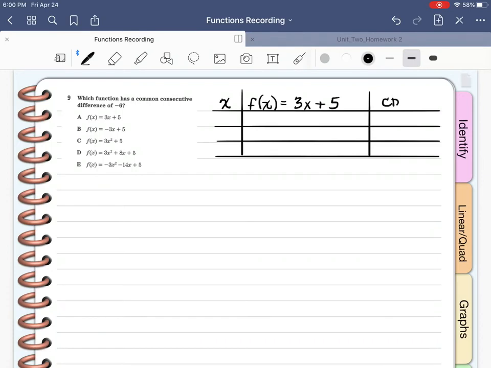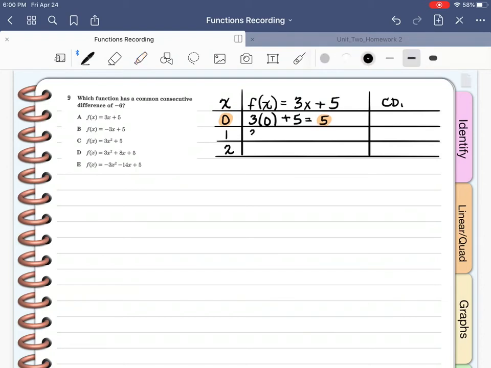And we know this is linear, so we're looking for a first consecutive difference. I'm going to use 0, 1, and 2 for all of these problems and these choices. So the first one is the y-intercept. 3 times 0, plus 5. So that comes out to be 5. That is the y-intercept. Here's the input and here's the output.